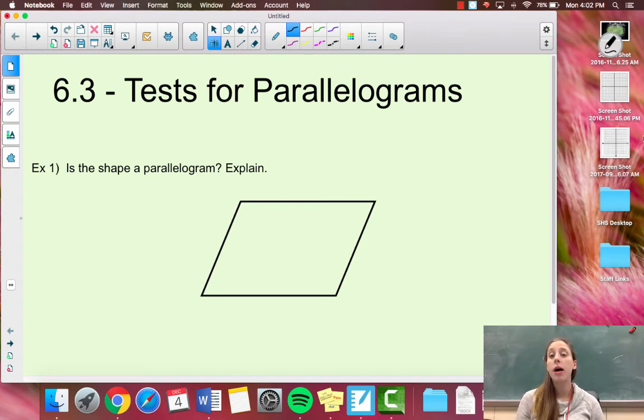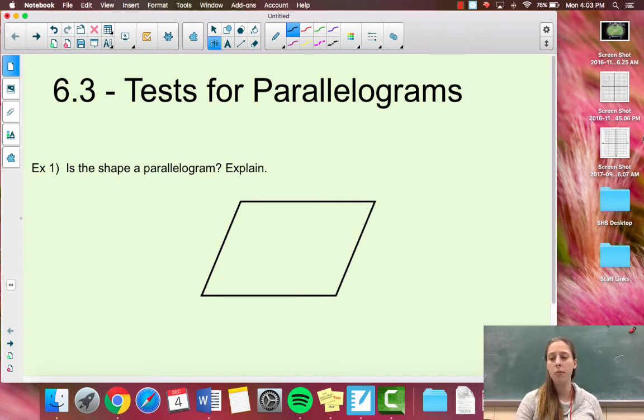Today we're going to be talking about tests that we can use to show that a shape is an actual parallelogram. This is similar to the last section. The difference is this time you're going to be given a shape with some information and you have to tell me is it a parallelogram or not and why. Whereas in the last section we were told that they were parallelograms and we used that fact to solve for missing sides or in some kind of application. So this is kind of the backwards version of it.